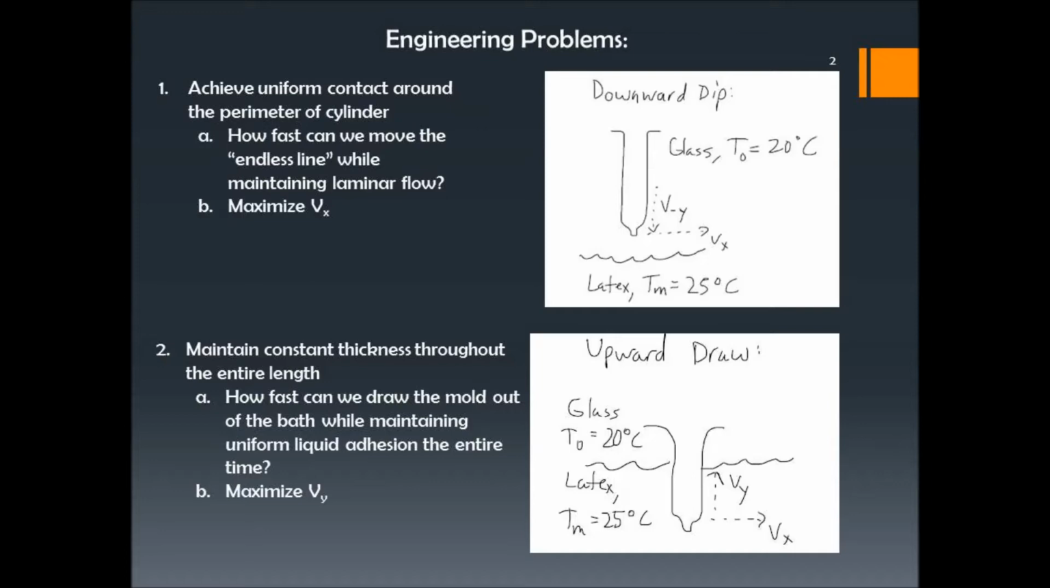The second engineering problem has to do with the upward draw of the mold out of the latex bath. We want to draw it out as fast as possible so we can process more condoms per hour. But at the same time, we want to maintain a uniform, specified thinness of condoms.